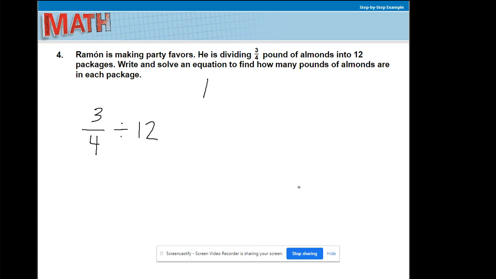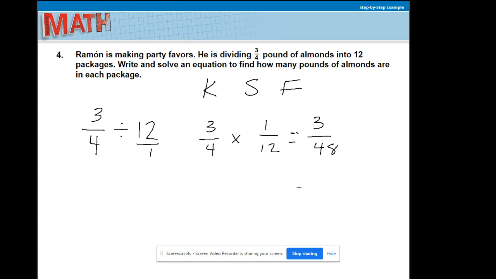So then we're going to keep, switch, flip. We're going to keep 3/4, switch to multiplication, and flip 12/1 to 1/12. Now let's multiply going across, which we are going to get 3/48. I feel like I'm doing this wrong, so I'm going to take a step back and reread the problem. Ramon is making party favors. He is dividing 3/4 pounds of almonds into 12 packages. Write and solve an equation to find how many pounds of almonds are in each package.